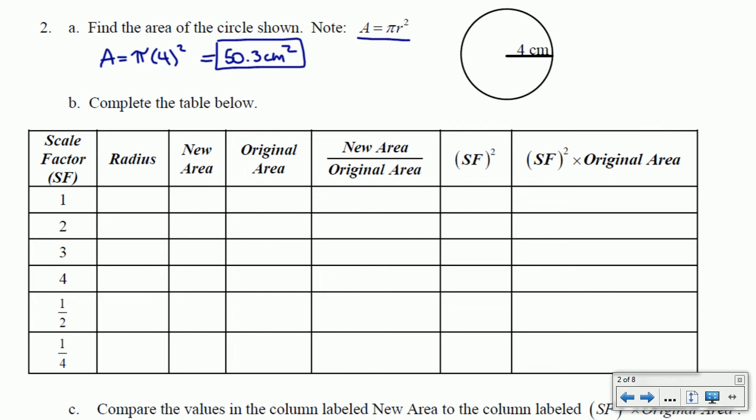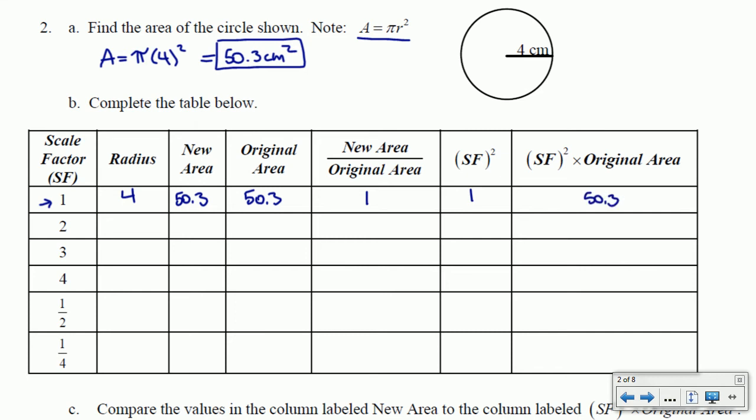So a scale factor of 1 would leave the radius unchanged. The area would be the same as it was originally. The original area was 50.3. The new area divided by the original area would be 1. The scale factor squared would be 1, and 1 times the original area is still 50.3.